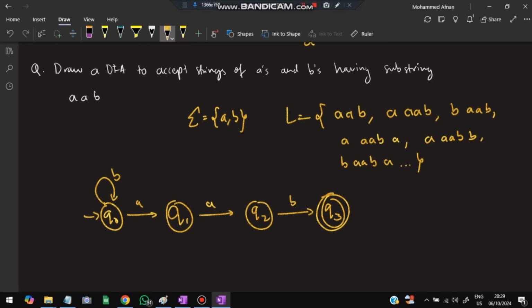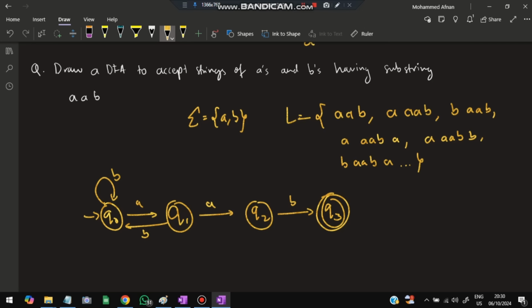And from here, A has come. Okay. And AB should be there. If B comes at this point, can I take a self loop? If I take a self loop, it will be ABAB. ABAB is not a valid string. Why? Because AAB is not there. If I cannot have a B here, I should take it back. Right, that's my only possibility. Now A and B is defined for this. For here, B is defined.